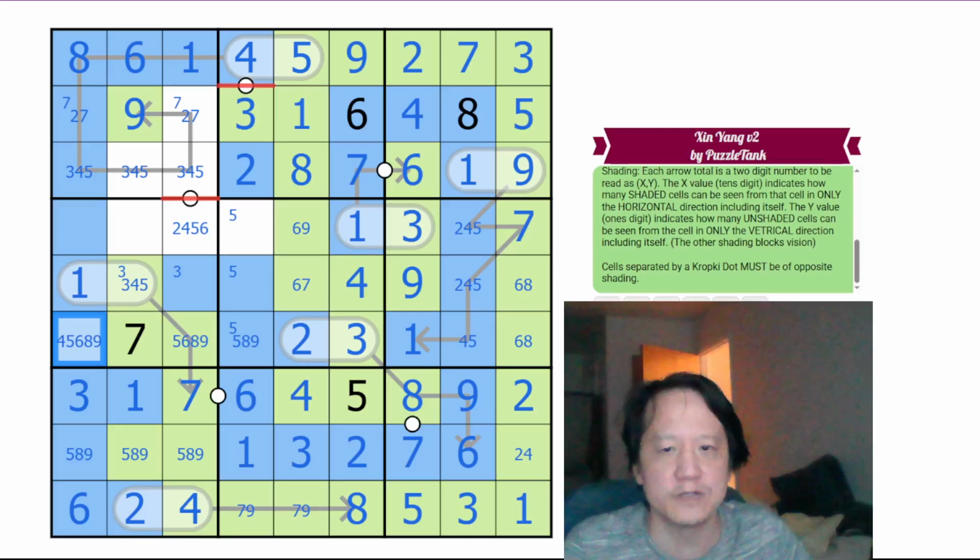This can't be 6 or 8. This can't be 8. 7 eliminates 7 here, so that's 2, which makes this 7. That eliminates 2 here.